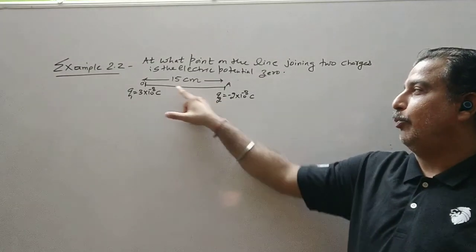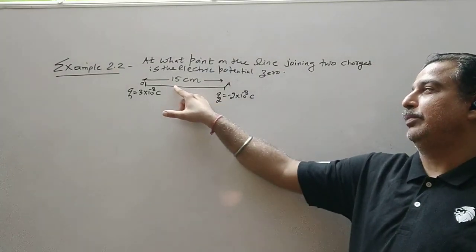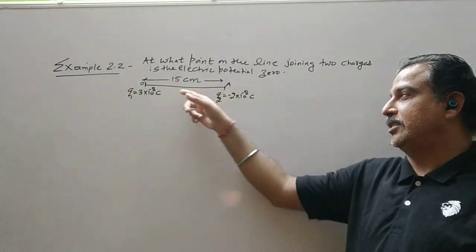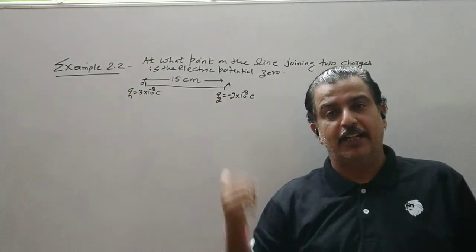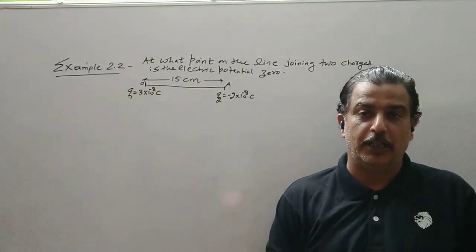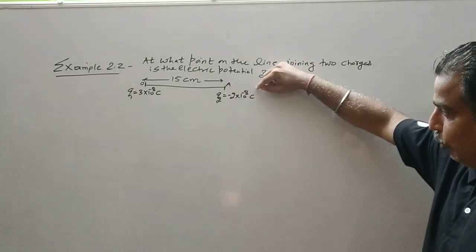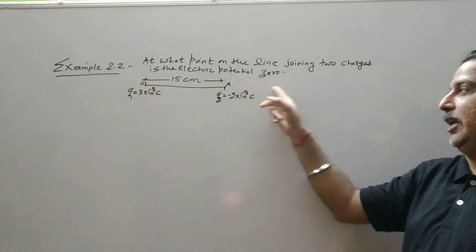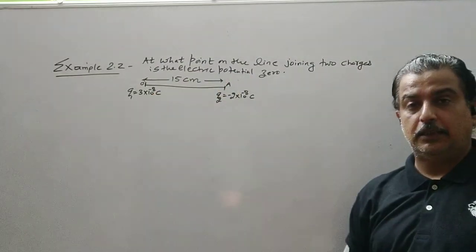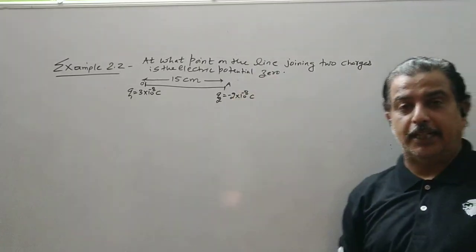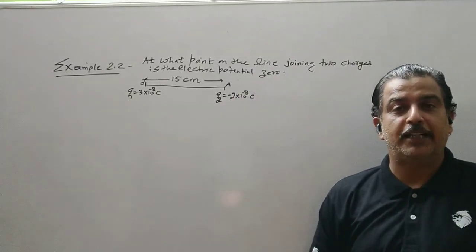Now if I take a point in between, suppose I keep this point here, it will repel and this charge will attract. Both the fields are in the same direction. So again there is no possibility of getting 0 electric field. We come to this point. If we keep a test charge here, it will repel it and this will attract it. Since both the fields are in opposite direction, there is a possibility of getting electric field 0.